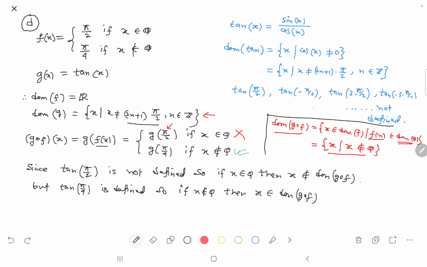And what is the formula? For g composition f of x, you can only take irrational numbers. So g of f(x) is g of pi by 4, that is tan pi by 4, which means 1. Got it? Okay, so I think you got the point where you made the mistake.